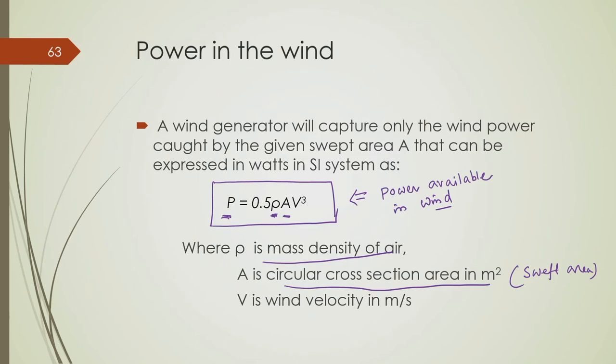Typically this power availability in wind depends upon this swept area, and it is also proportional to the cube of the wind velocity. So, power available in wind is proportional to the mass density of the air, the swept area, and the cube of the wind velocity. That does not mean that that much power we will actually get from this wind turbine. We have several other factors that I will come to.